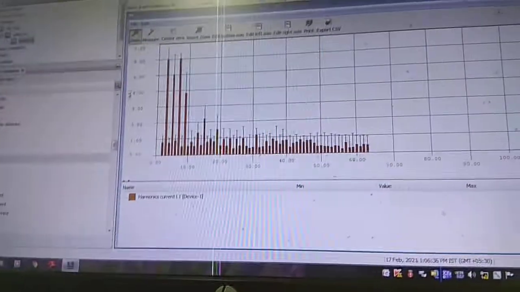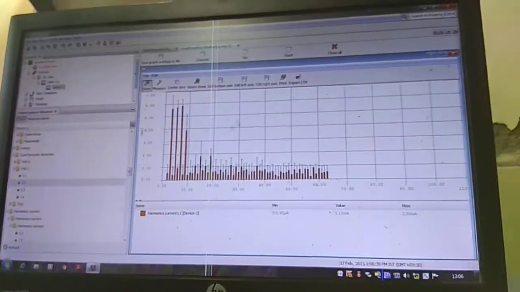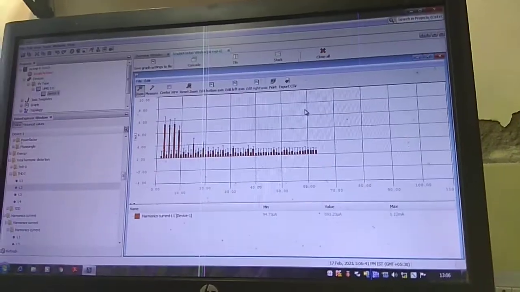This is the THD which we are getting in our system. It is shown here. Which load is it? It is for L1. This is for L1. Now we are moving towards the L3 load.